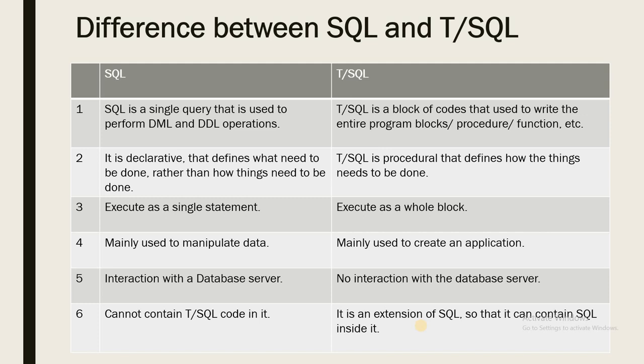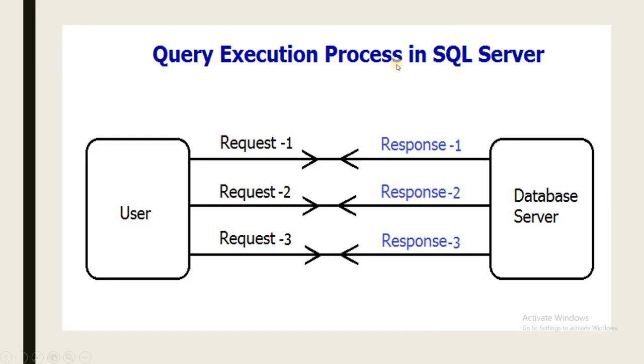Okay, so now we will understand how the execution process goes on. First, the query execution process in SQL Server. Suppose there is a user and here is the database server, and he wants to perform some operation. So first he will raise a request. That request is processed by the database server and the user will get the response. Suppose he has 3 requests, he will send the 3 requests at different times and get 3 responses. So it will take some time.